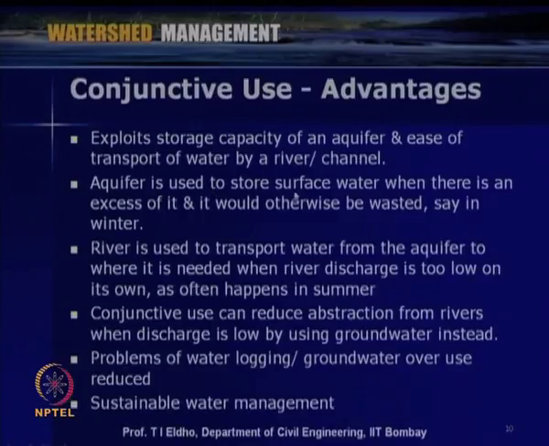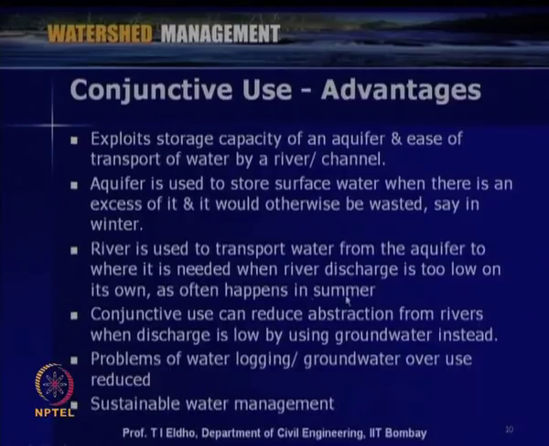Then the aquifer is used to store surface water when there is an excess of it, which would otherwise be wasted, say in the winter or during the monsoon season. That is another advantage. Then a river is used to transport water from the aquifer to where it is needed when river discharge is too low on its own, as often happens in summer. In summer, the water from the aquifers will go to the river system, and especially on the downstream side, this water will be available as far as the river is concerned.